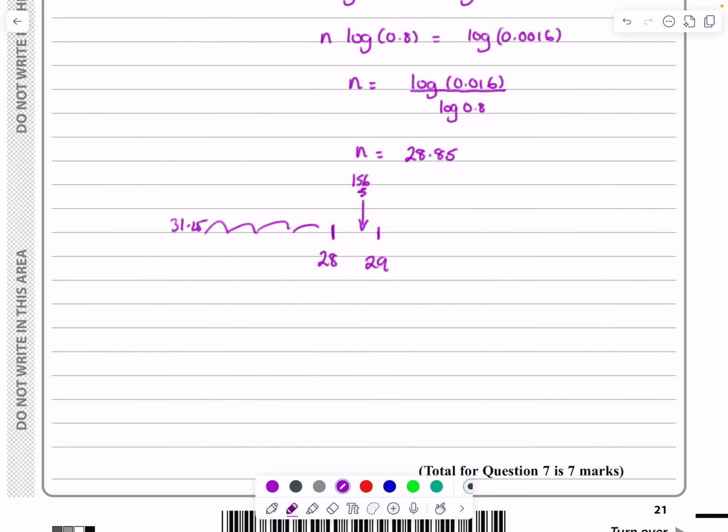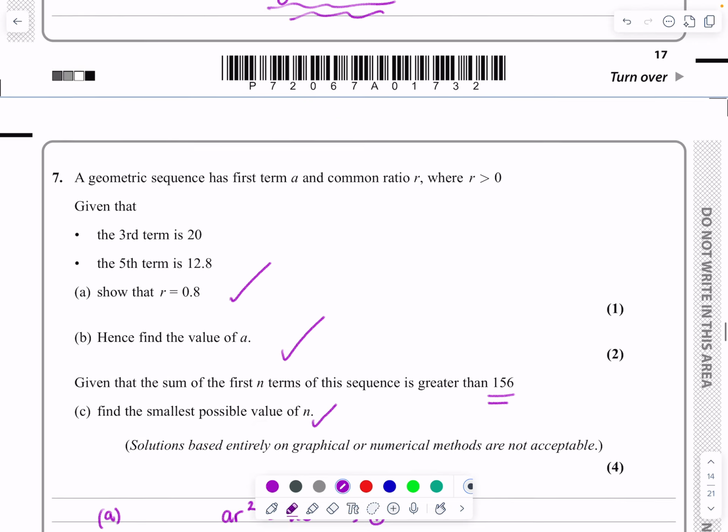So what were we asked for? We were asked for the smallest value of n that works out to be bigger than 156. So it's going to be n equals 29. That's just to explain that, but basically as soon as I got 28.85, n would have to be 29 for those circumstances to be true.